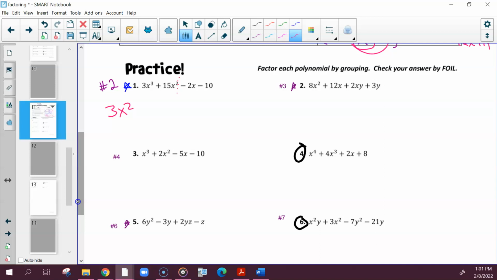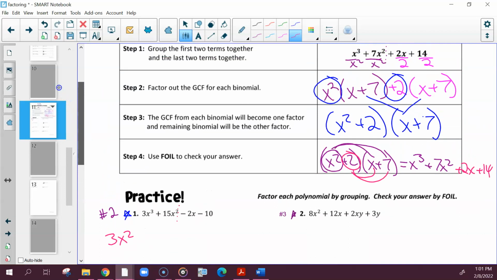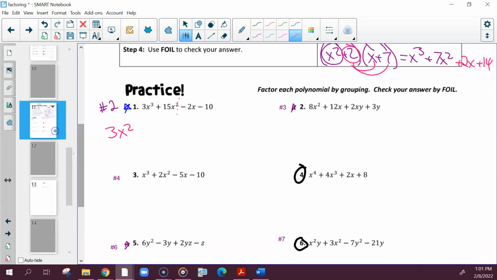Okay. So I wrote it like this, dividing it, just to remind us of what we're doing. If you need that, do that, and you can continue writing that. But if you don't need that, you don't need to write it. So if we divide both of those terms by 3x squared, what's left? X plus 5.